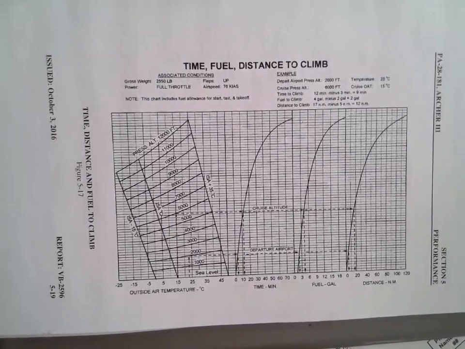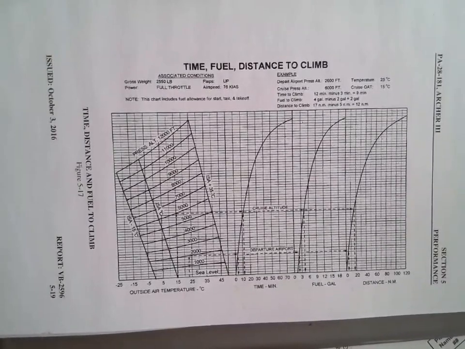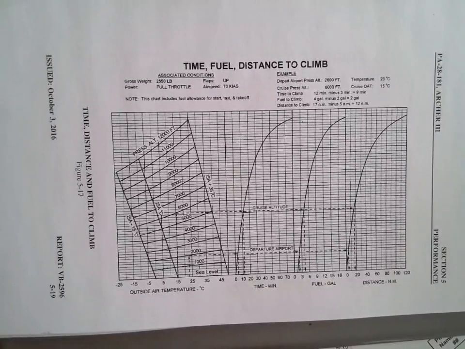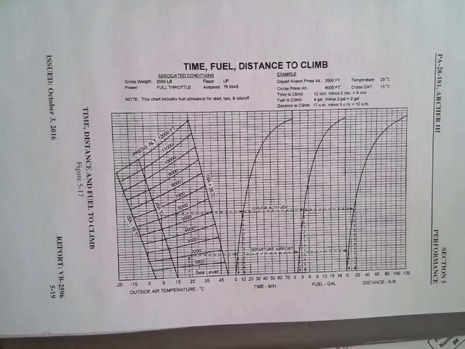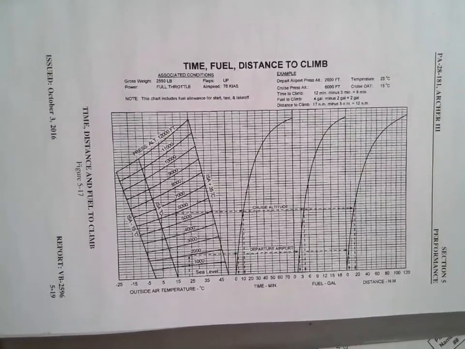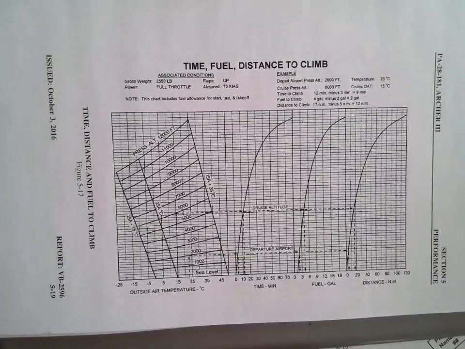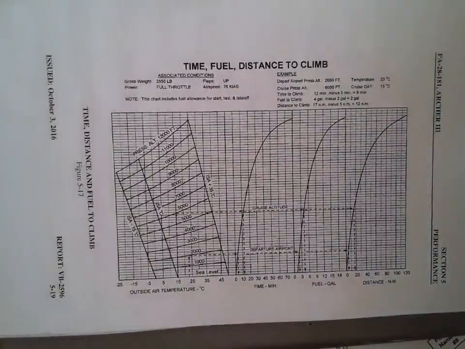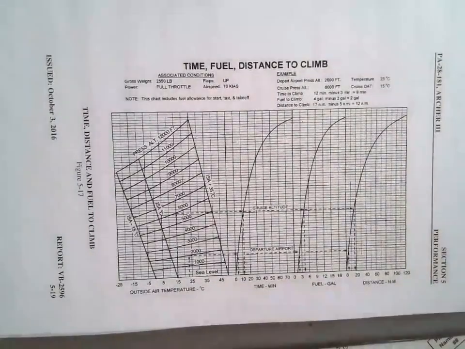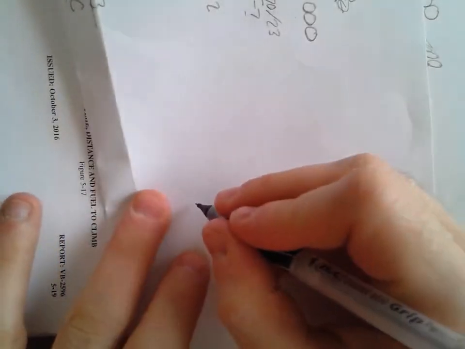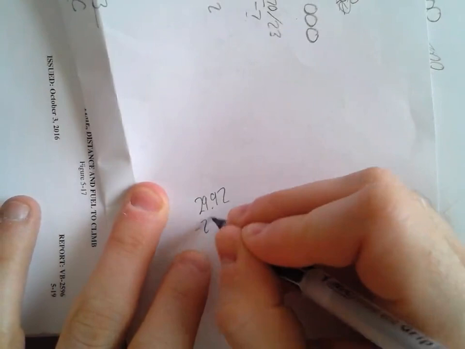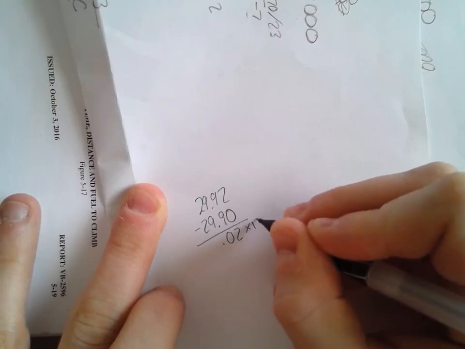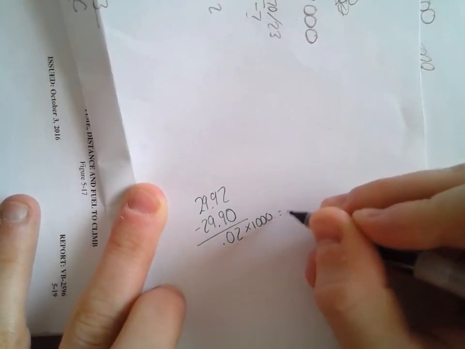So hopefully you recall that to determine your pressure altitude, you just need to take your current altimeter setting and subtract that from 29.92. You'll times that value by 1,000 and add that to the field elevation to determine your pressure altitude. So with an altimeter setting of 29.90, we can do some basic math. 29.92 minus 29.90, that leaves us with 0.02, times that by 1,000, and that equals 20.